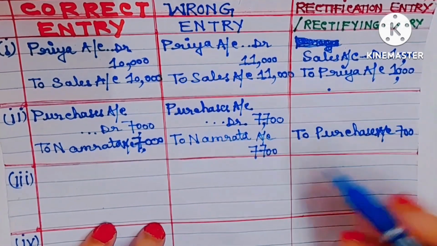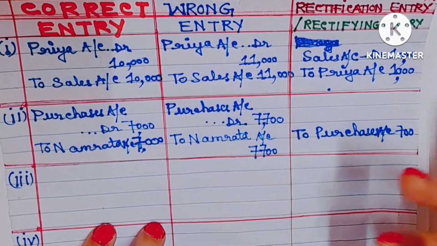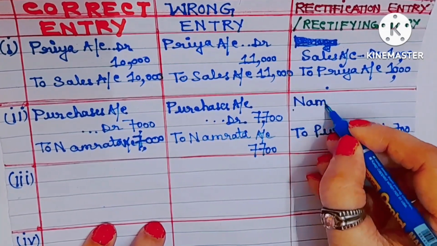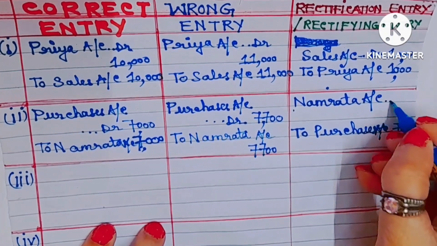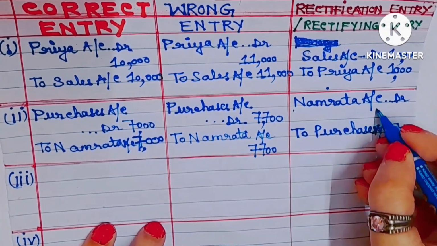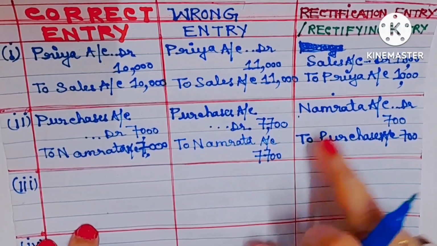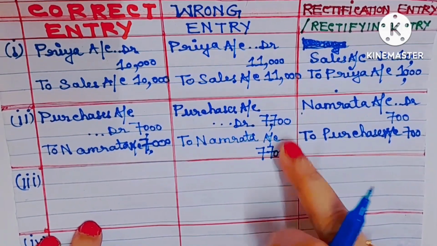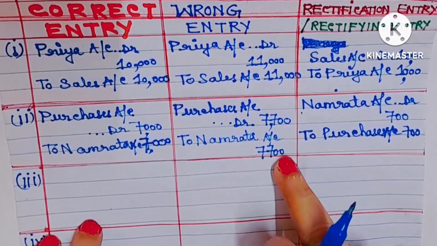Pass the reverse entry. So here Namrata account is on the credit side, we'll write on the debit side. So Namrata account debit. Namrata account debit. How much? 700. What is the technique? Please remember, when you're writing Namrata account debit, 700 on the credit side gets cancelled. Understood? This is the technique.